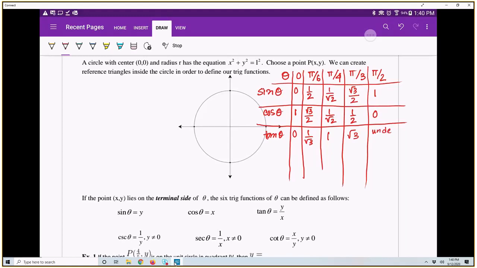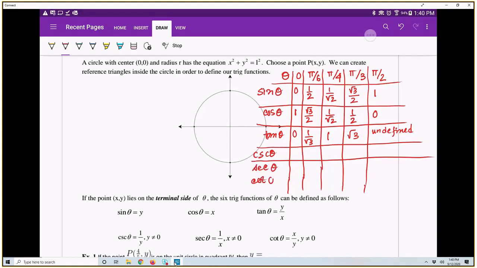The rest of the three trigonometric ratios are as simple as the reciprocals of sine, cosine, and tangent, giving us cosecant, secant, and cotangent. So let me write it first, and then we're going to do the reciprocals and start working on our problems. Cosecant is clearly going to be undefined at 0. I'm just going to write u for undefined. The reciprocal of 1/2 is 2. 1 over square root of 2 becomes square root of 2. Square root of 3 over 2 becomes 2 over square root of 3. And the reciprocal of 1 is 1.